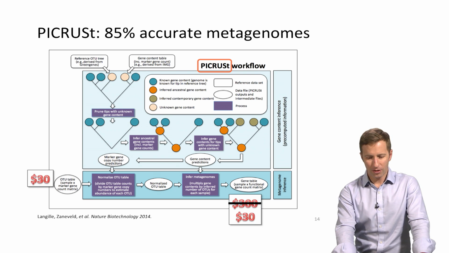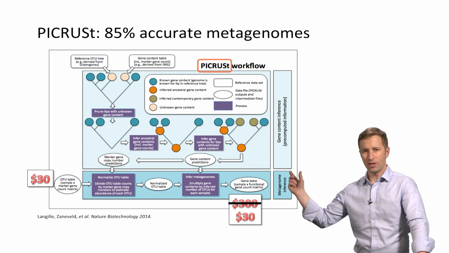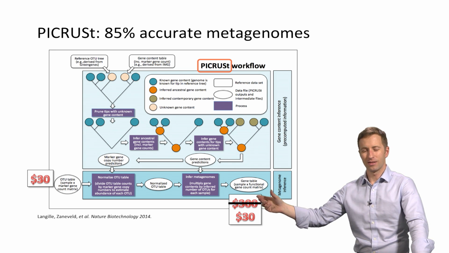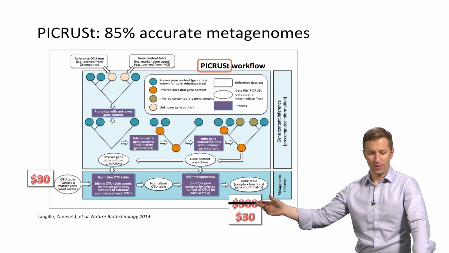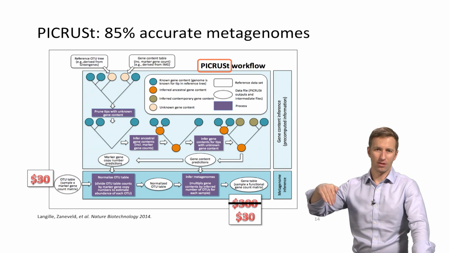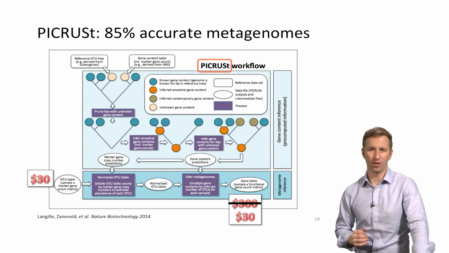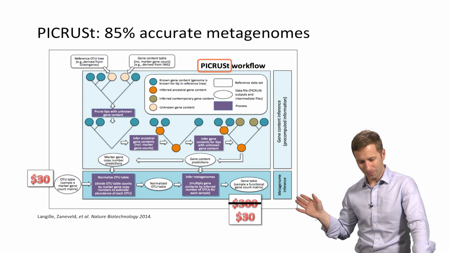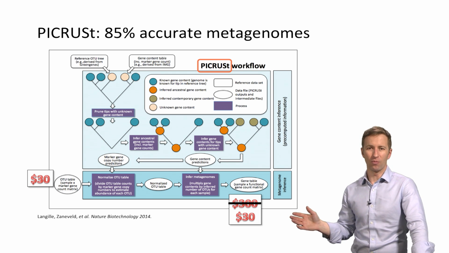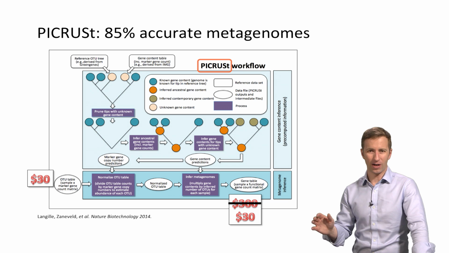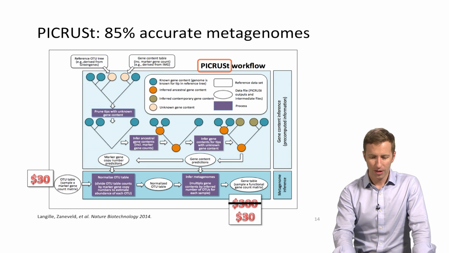And the nice thing about this is that we can take the $30 data, that was the marker gene sequencing, and from it predict the full functional repertoire for free, and we're getting around 85% accuracy.